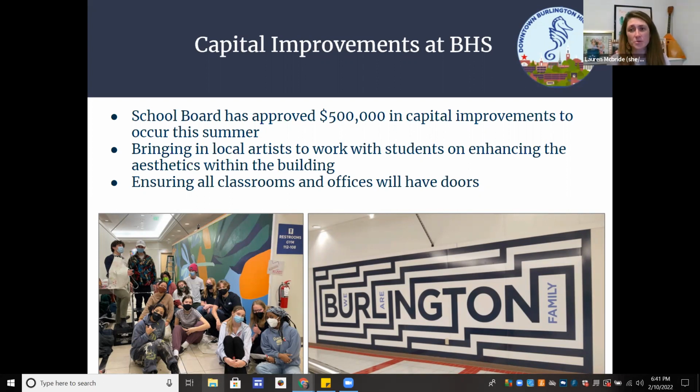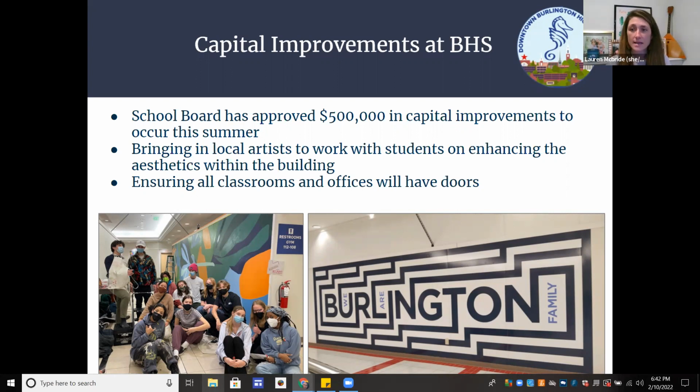Additionally, the school board has approved $500,000 in capital improvements that will begin to occur this summer within the building, which we are so grateful for. So some of the things that we're looking at is sound mitigation. We did some work on that this summer. There's still some areas that are problematic. So we're still looking at sound mitigation, ensuring that all of our offices and any remaining classroom that may not have a door has a door, and a couple other areas that we're looking at on top of that.